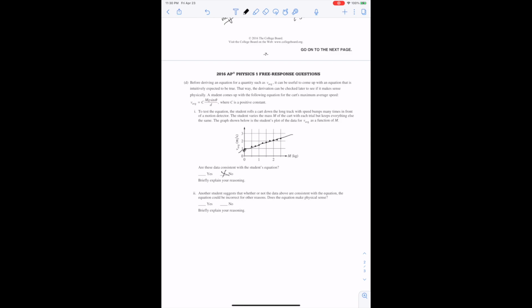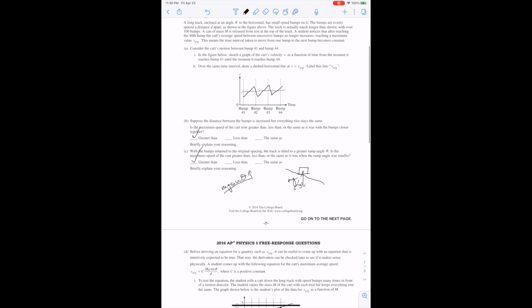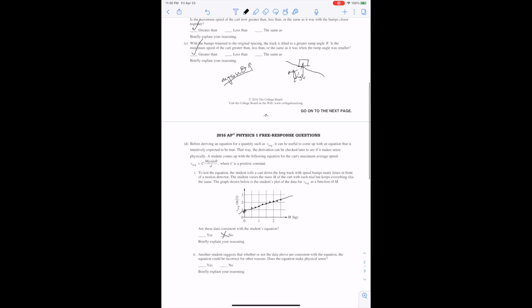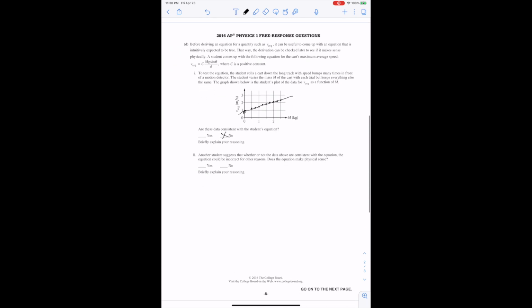In part 2, another student suggests that the data is consistent with the equation, but the equation could be incorrect for other reasons. Does this equation make physical sense? Well, in part B up here, we found that the maximum speed of the cart should be increasing, which, if we relate it to this equation, would mean an increase in the average velocity. However, we see that the d, which represents distance, is in the denominator here, which means that as d goes up, average velocity goes down. So this also doesn't make sense.